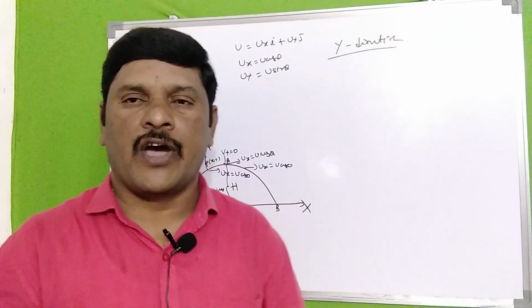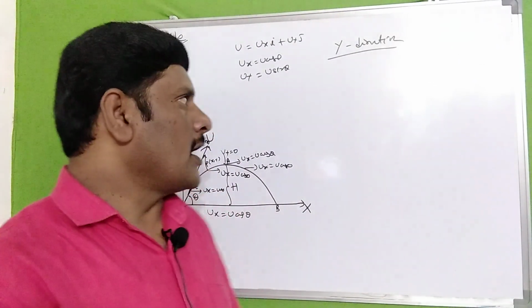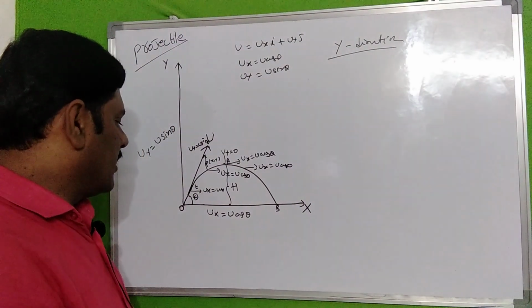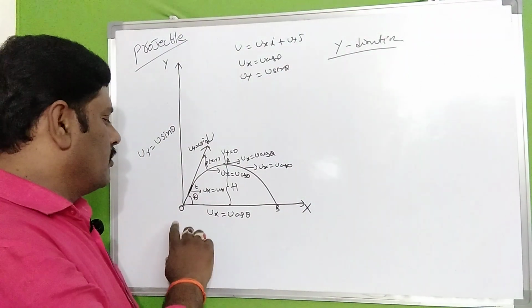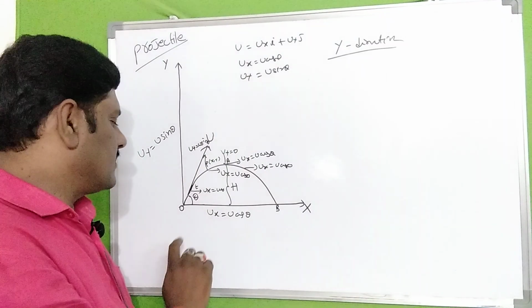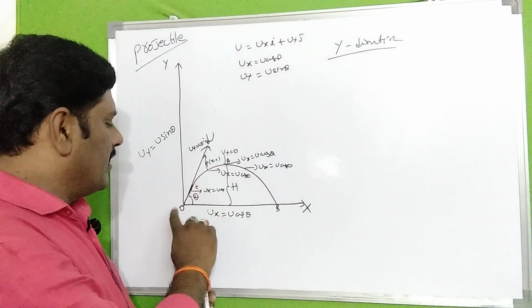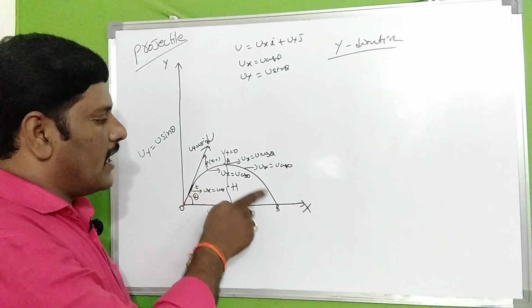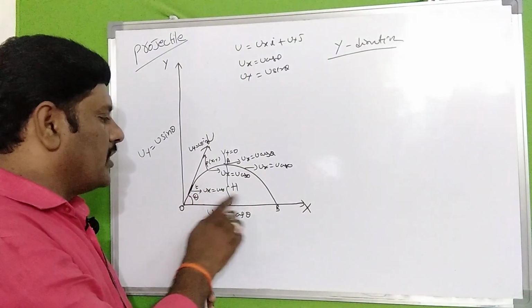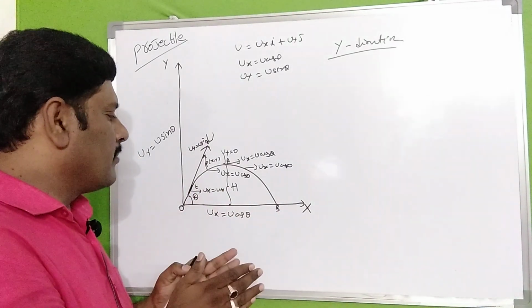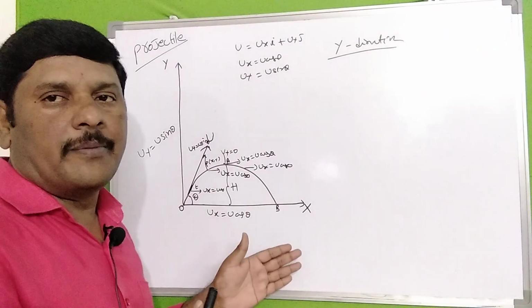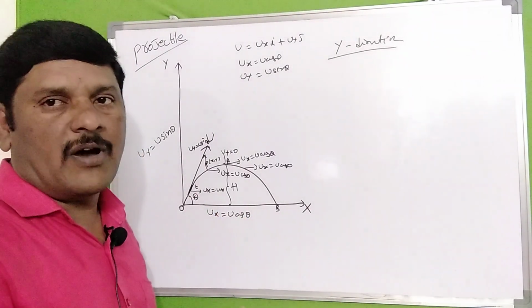Now we want to find out the time of flight. Time of flight is the time taken to reach the ground from the projection place. So the body travels from O to A and B, finally reaching the point B. The time taken to reach the point B is known as the time of flight.